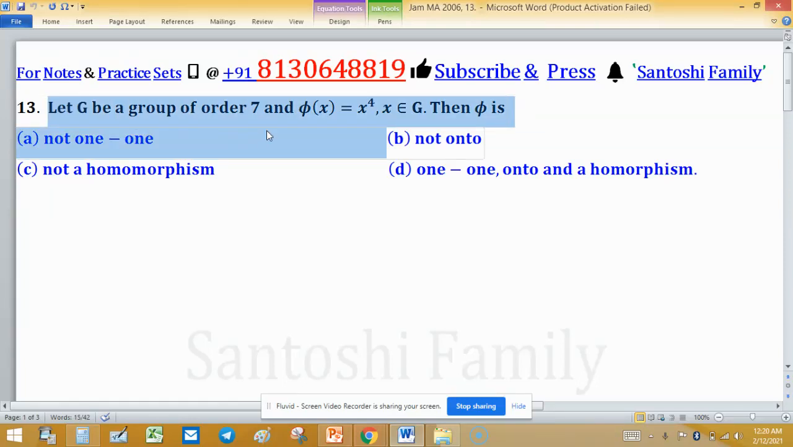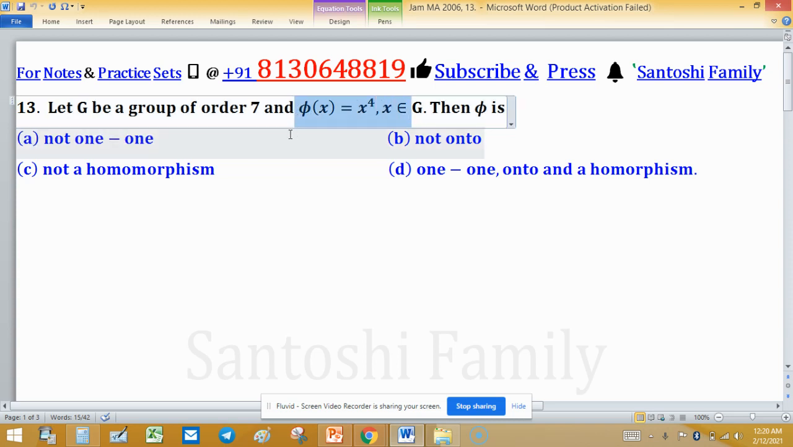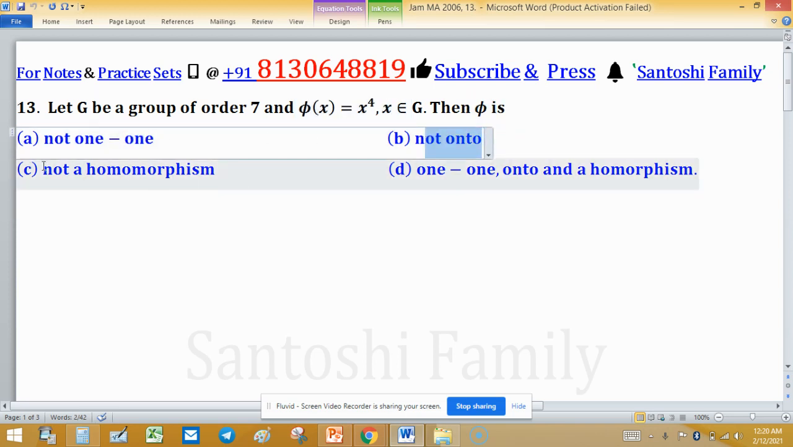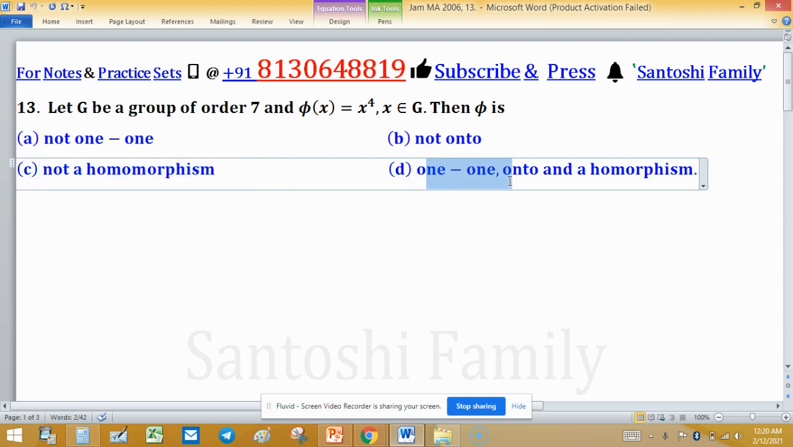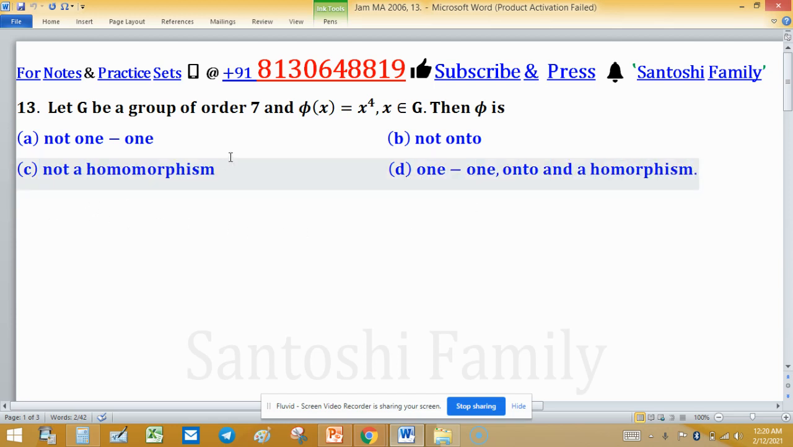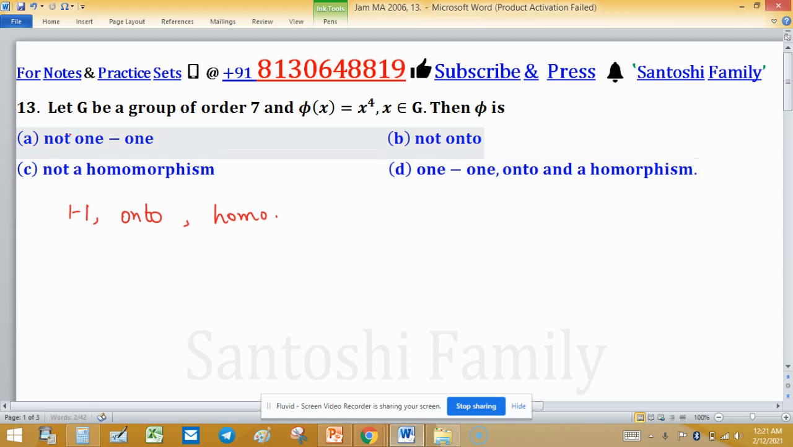Let G be a group of order 7 and phi of x defined as x raised to the power 4, where x comes from the group. Then phi is not 1-1, not onto, not a homomorphism, and option D is 1-1, onto and homomorphism. In this question, we have to test three things: 1-1, onto and homomorphism. You can check all four options against these properties.